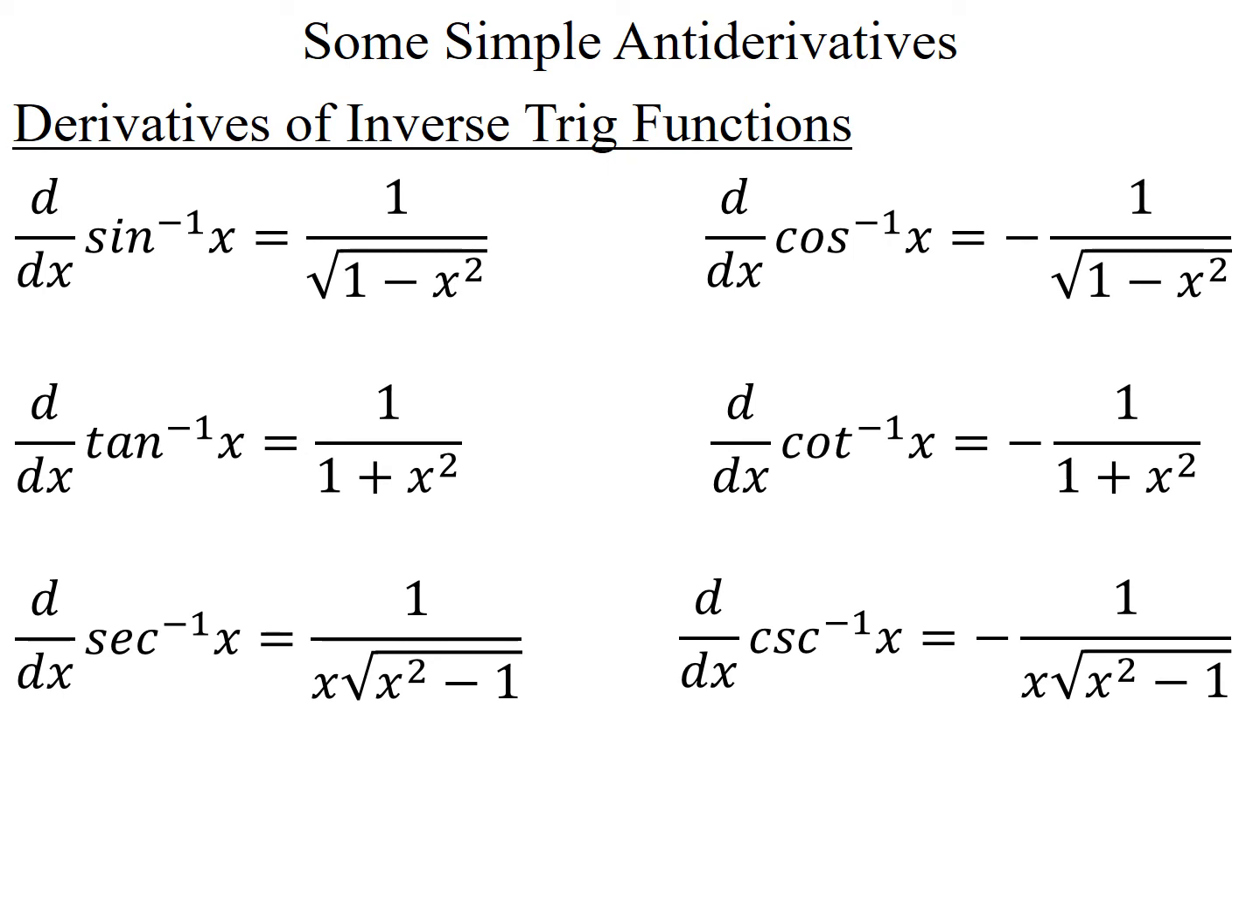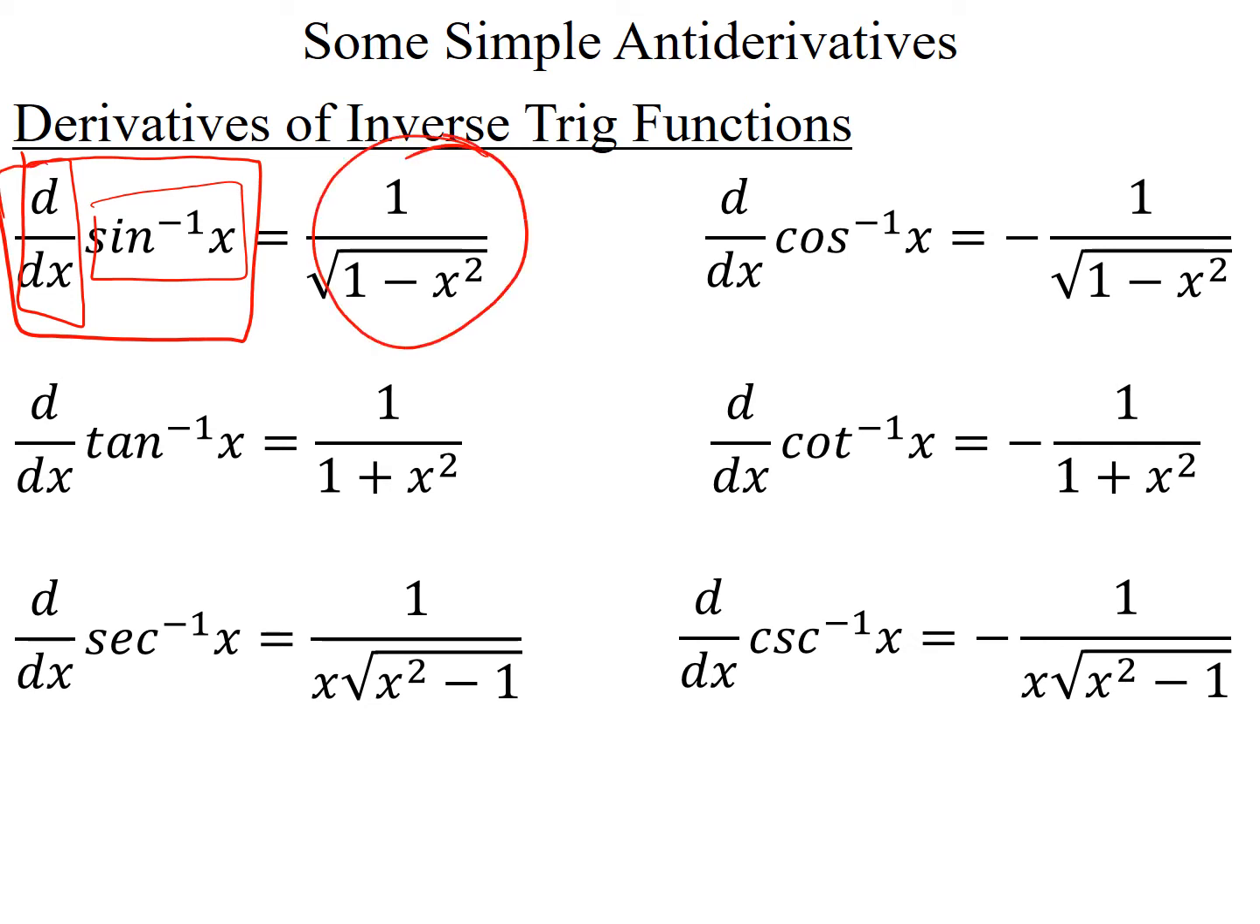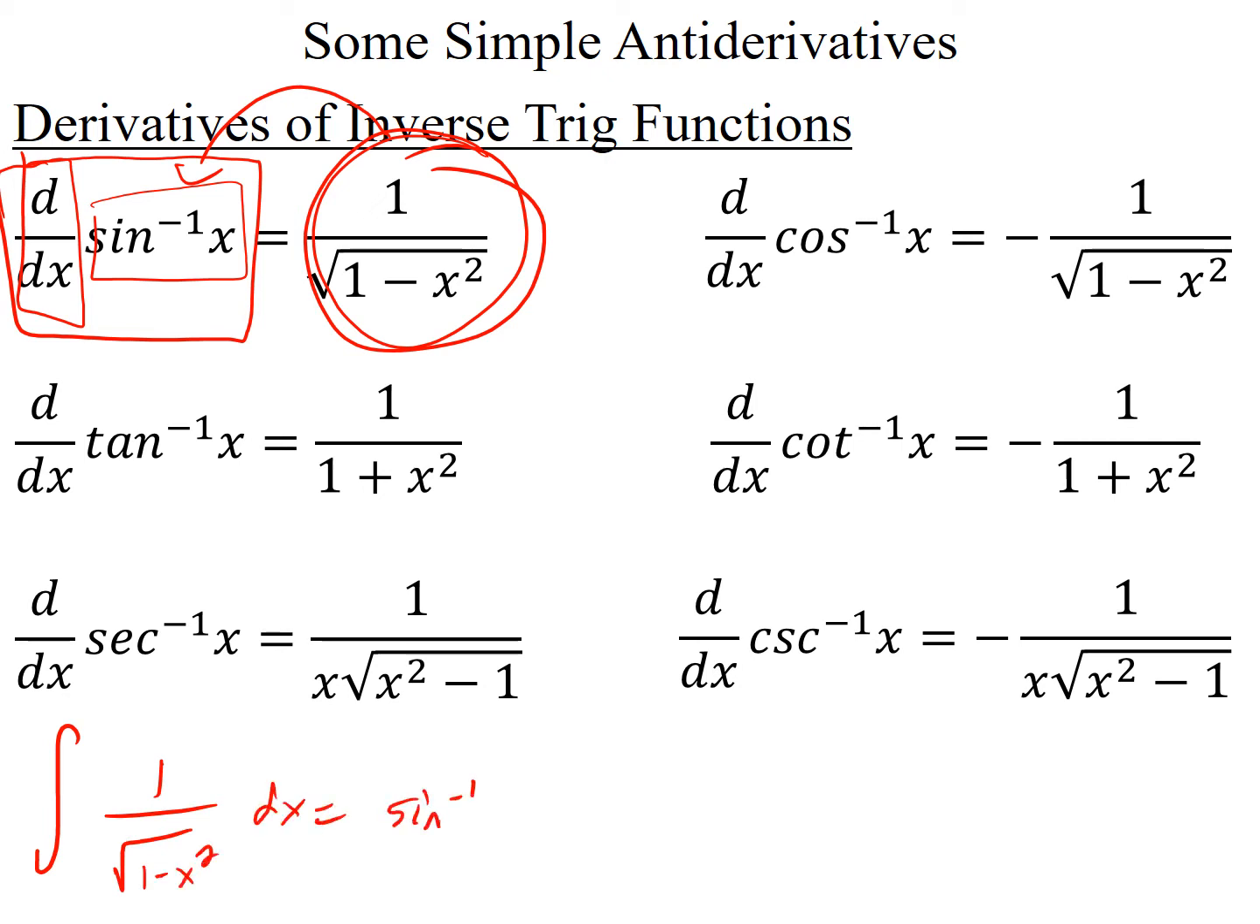I changed notation on you here, but this symbol, d/dx, means take the derivative of whatever is after it, and sine x is after it. So this is saying the derivative of sine inverse, sorry, I said sine x, sine inverse of x is this. Therefore, the antiderivative of this is the original question. So, for example, the antiderivative of 1 over square root of 1 minus x squared is going to be sine inverse. And of course, you want to write all of them down, so you put plus c.